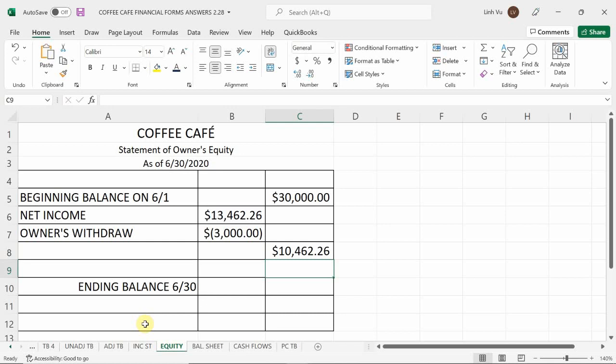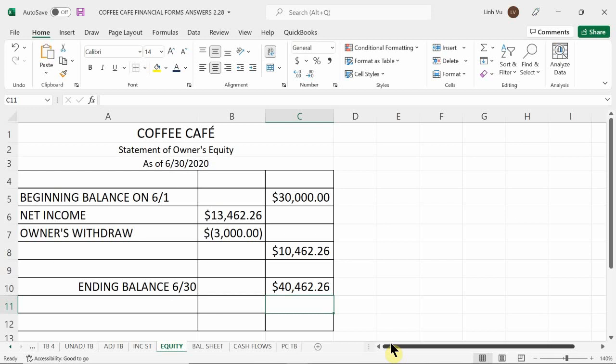If you're investing in your company for $13,000, but you took $3,000 away from the company, that means you're going to increase your equity by $10,000. So that means your new equity is going to be, right? The difference is going to be giving you a total of $40,462.26. So that is your new equity.